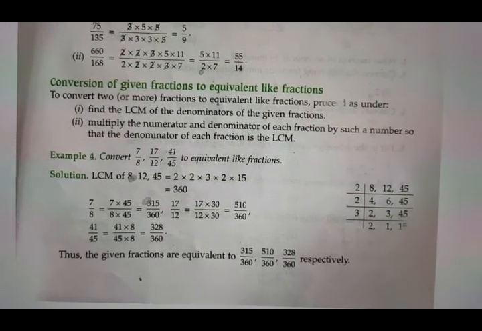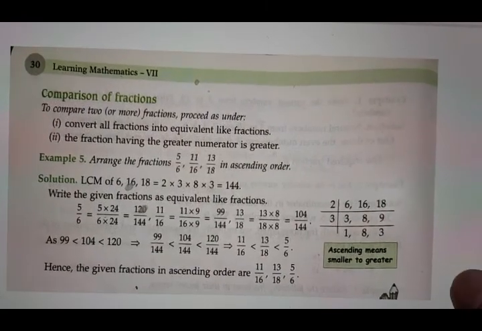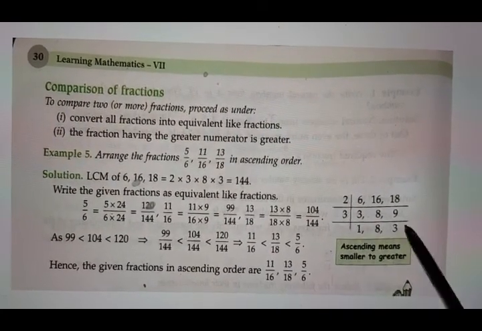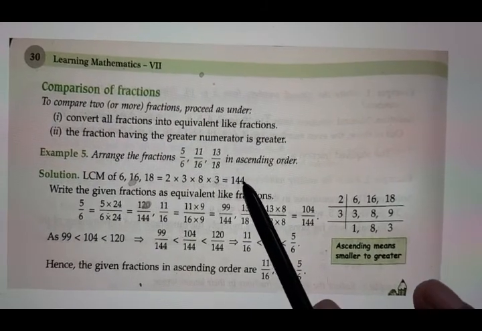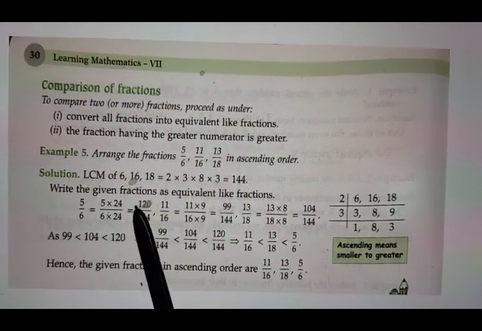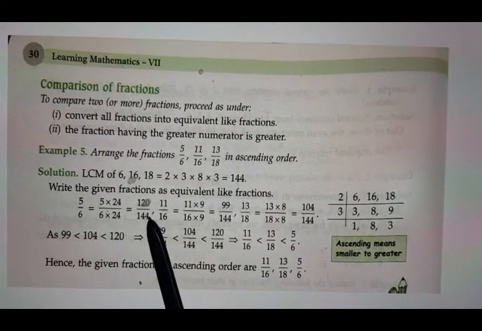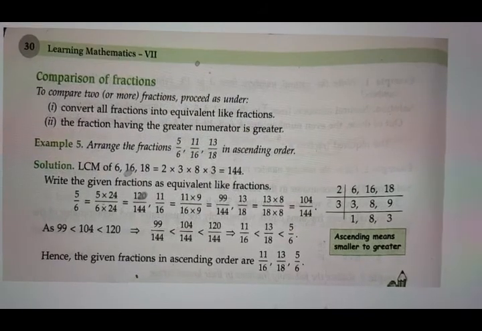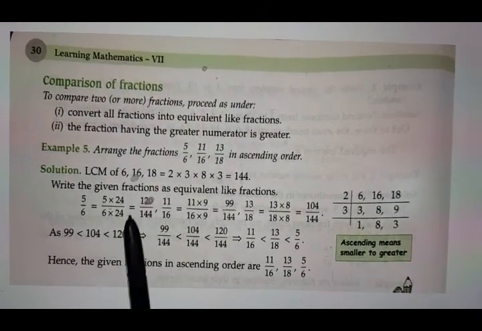Okay, next you will be understanding how to compare fractions. The process is similar. You will find the LCM. You got the LCM as 144 here. Then you convert them into equivalent form, multiplying both the numbers by the same number in order to achieve 144 in the denominator's place. You can see here it has got.